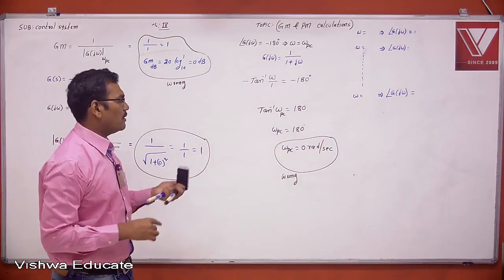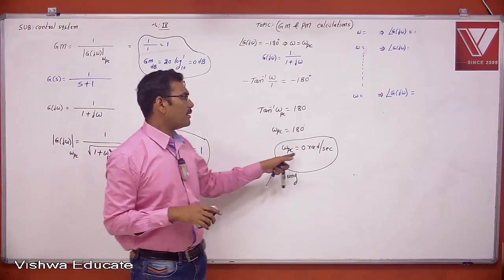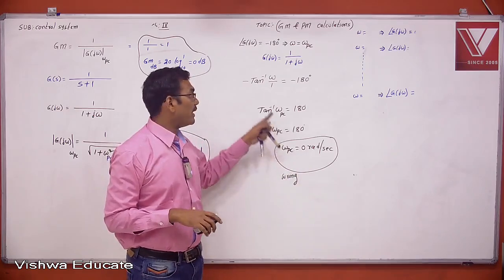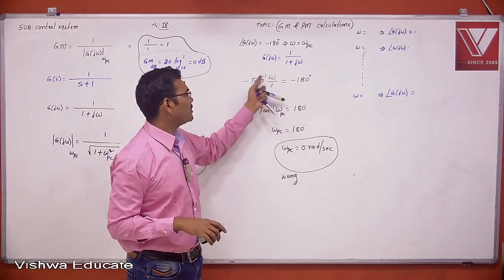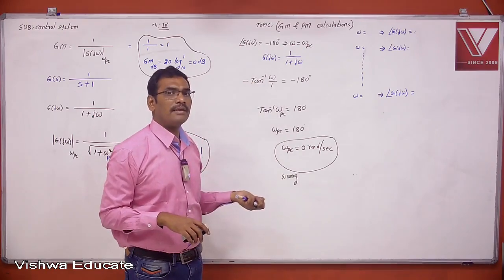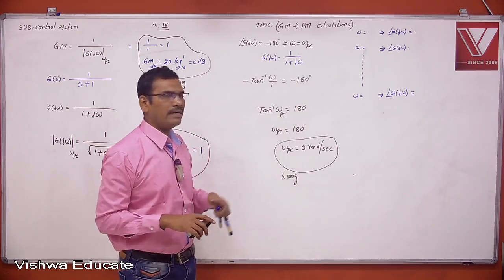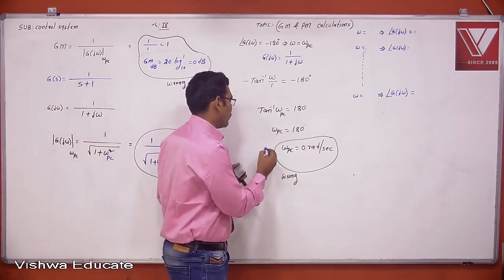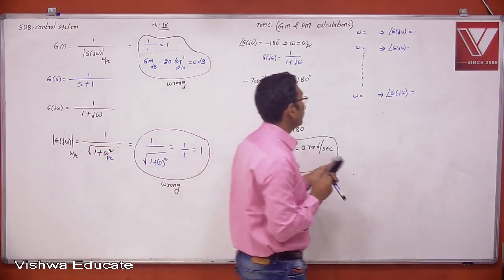Because that is not a valid phase crossover, I will give one small trick: whatever answer you are getting, substitute that answer again in the phase. Then omega PC is 0. Tan inverse 0 is how much? Tell me, students, tan inverse 0 is 0. But how much do I want? Minus 180 degrees. So it is not valid. This is an invalid phase crossover frequency. No sir, I don't understand that. If you don't understand, see the exact one.